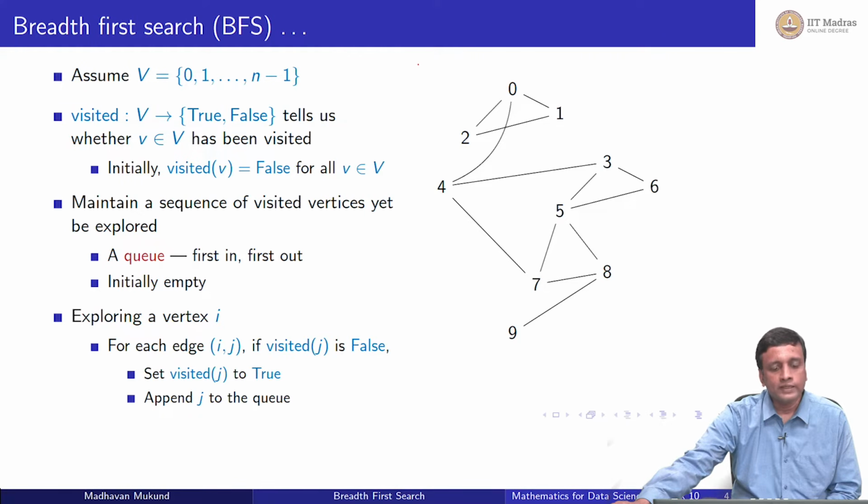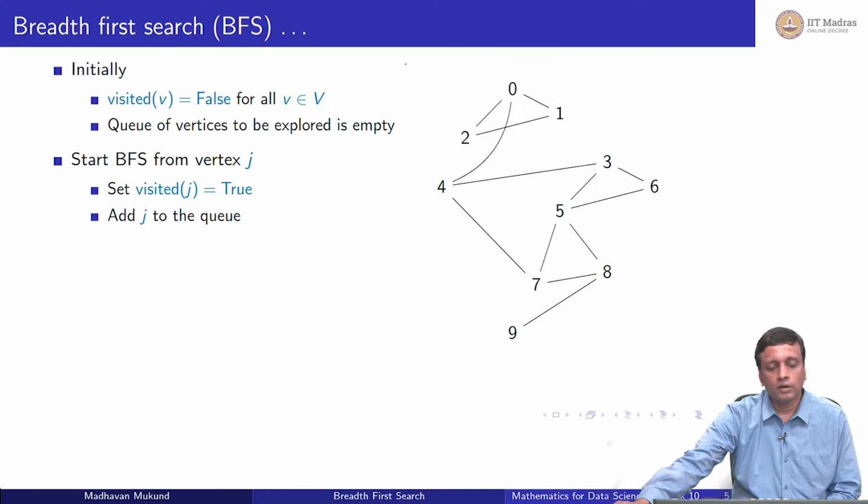So exploring a vertex technically means the following. We want to look at all the edges which are outgoing from that vertex. So we look at every edge ij which is there in the graph. And if we have not yet visited j, then we mark j as being visited and we add j to this queue of unexplored vertices. So j has been marked now as visited. So it is due to be explored when its turn comes. So we put it at the end of the queue.